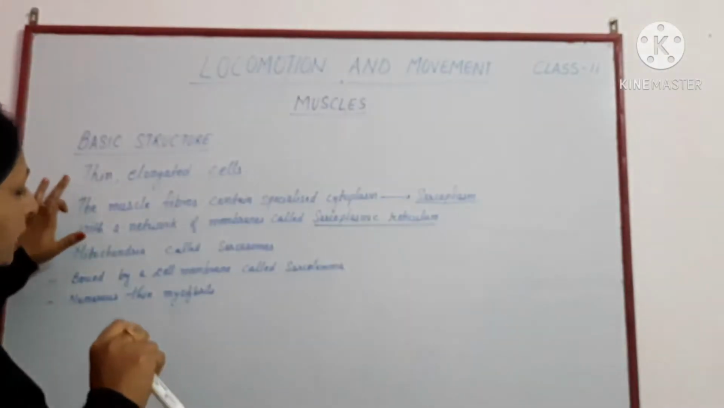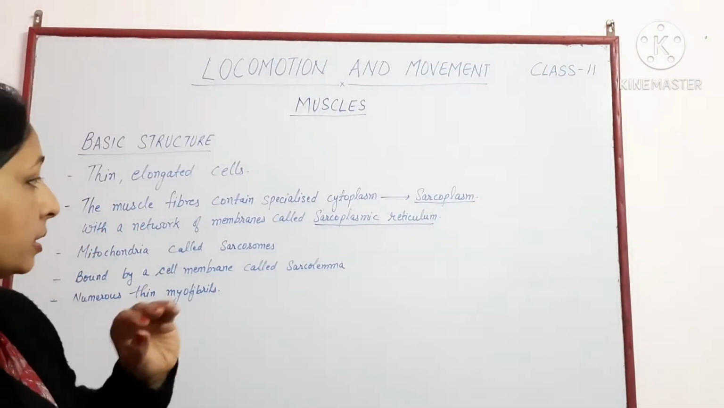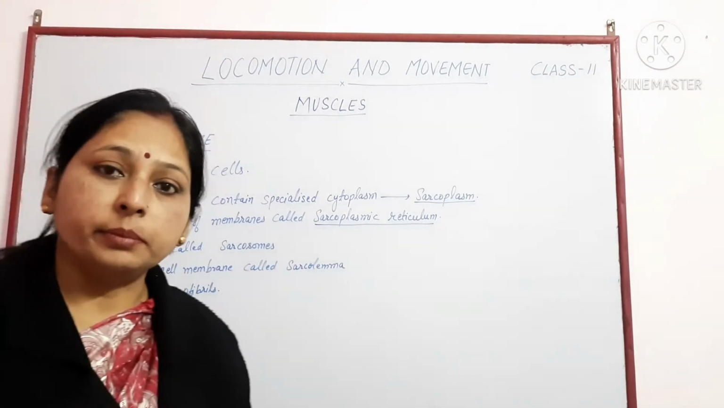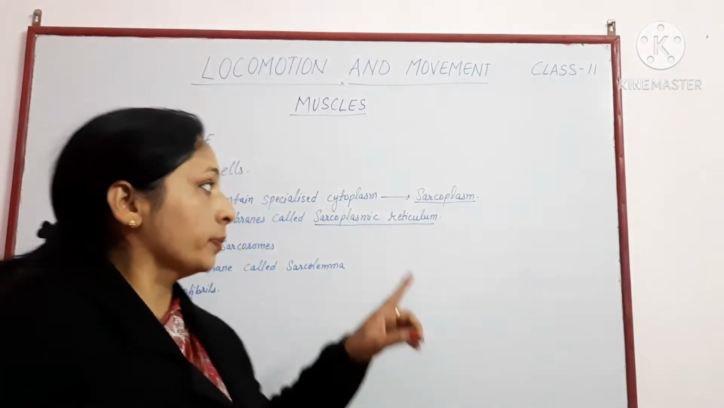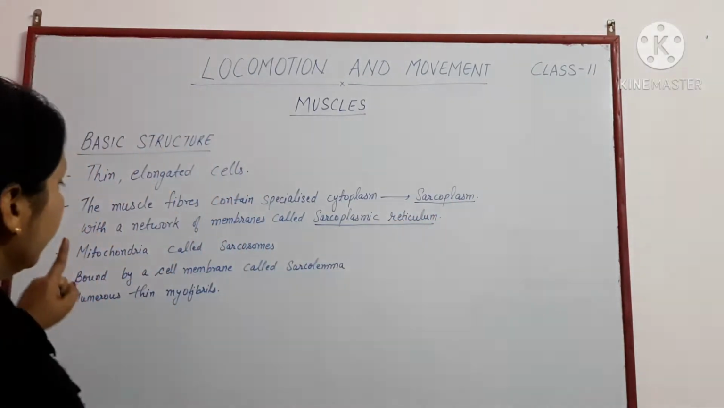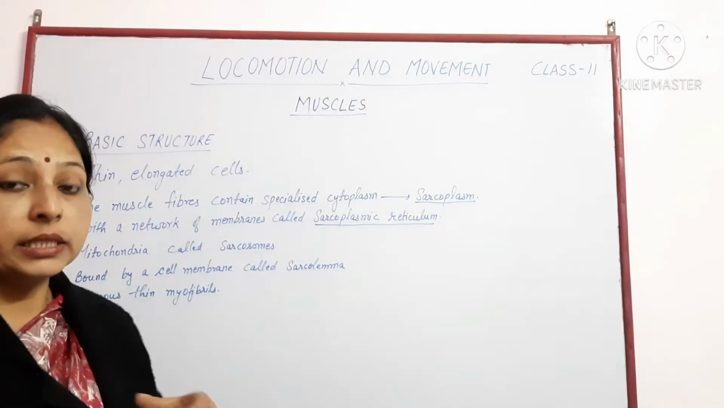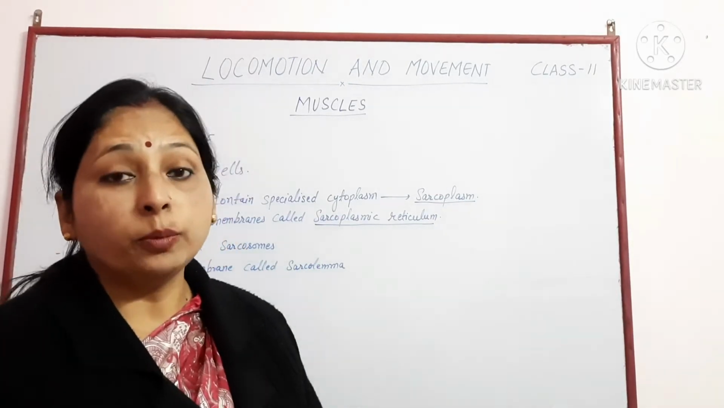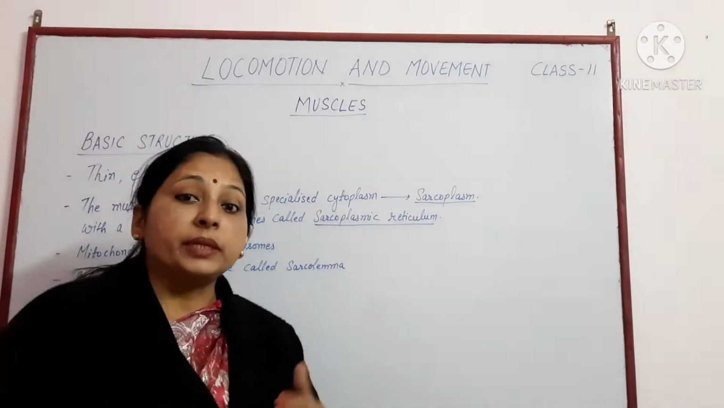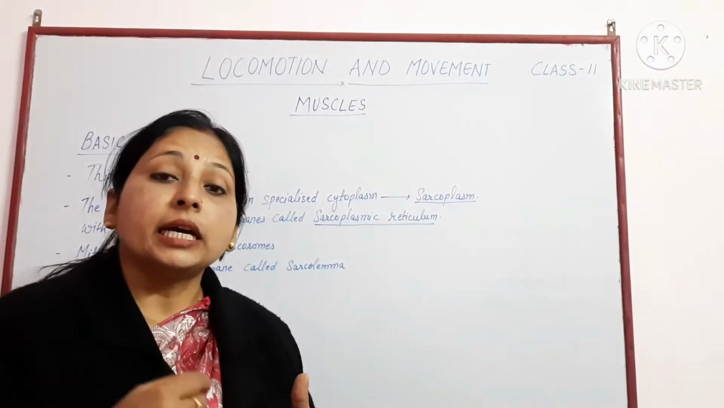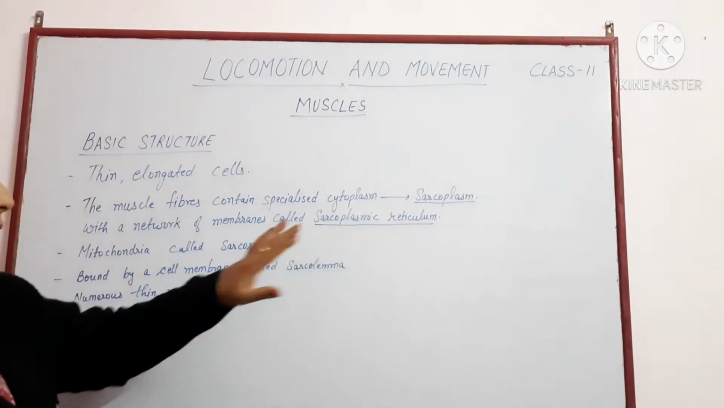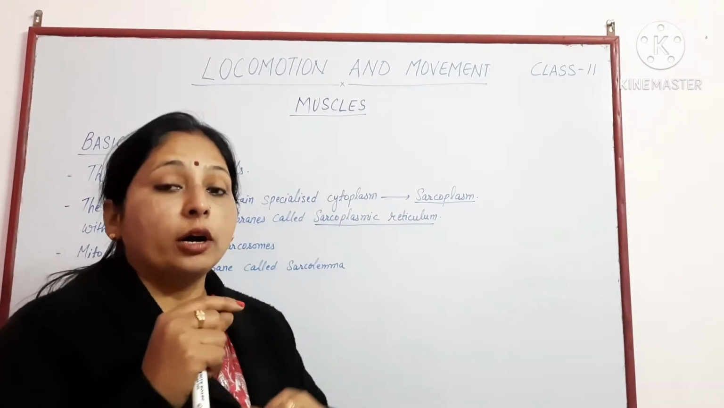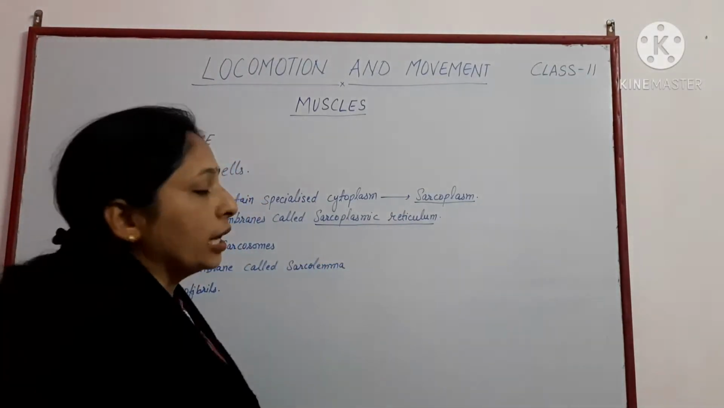These thin elongated cells are termed muscle fibers, and they contain cytoplasm. The cytoplasm of the muscle fiber is termed sarcoplasm. It contains a network of membranes, membrane-bound structures present in each cell, that is the endoplasmic reticulum. But here it is present in the sarcoplasm, so it is the sarcoplasmic reticulum, a network of membrane for transportation or packaging of substances.